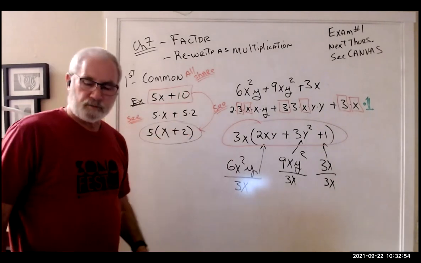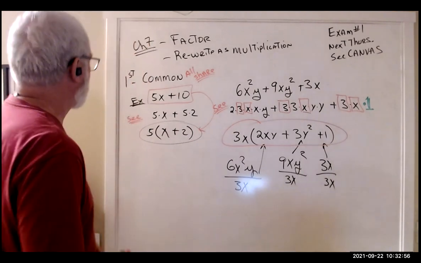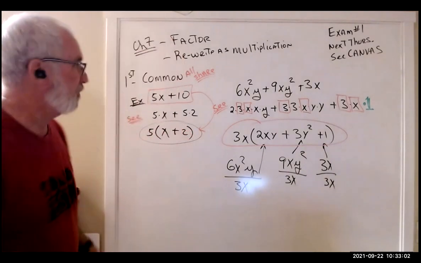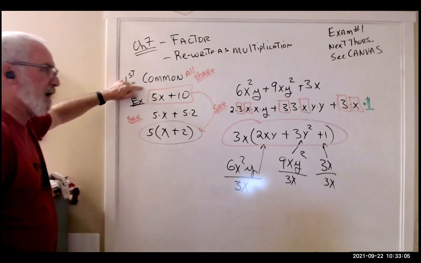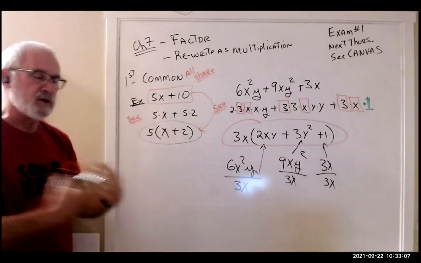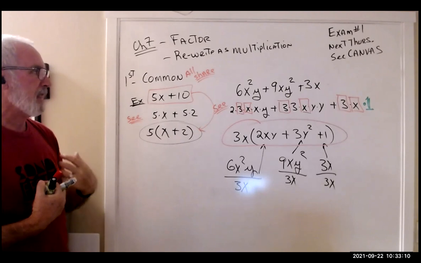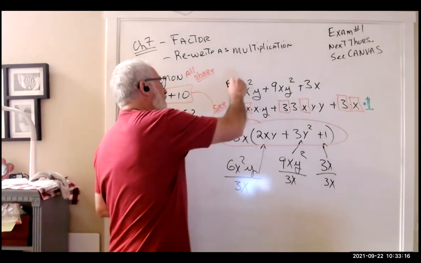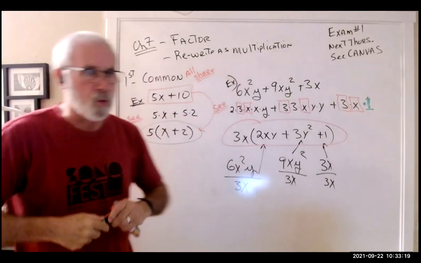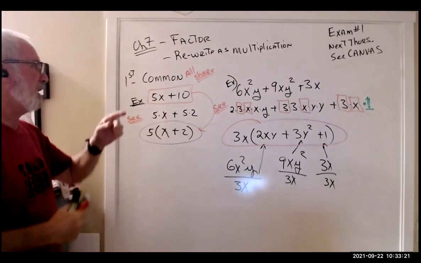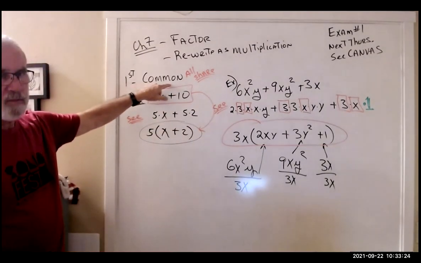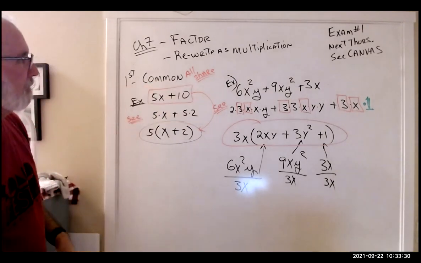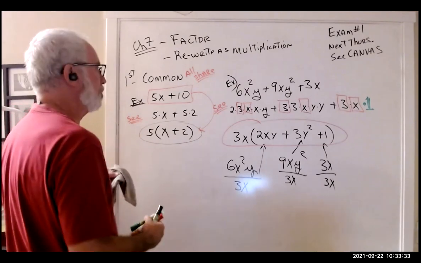Okay. So the first thing in chapter 7.1 that we're going to talk about is factor out what they have in common. Factor out, divide out. Would anybody like one more problem of what they have in common? Yes, you want one more? Okay, all right, please.